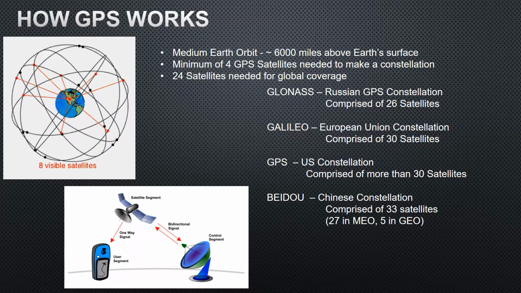Now, the Chinese system is a little bit different because they have 5 satellites in the GEO orbit, which is the orbit that follows the rotation of the Earth.